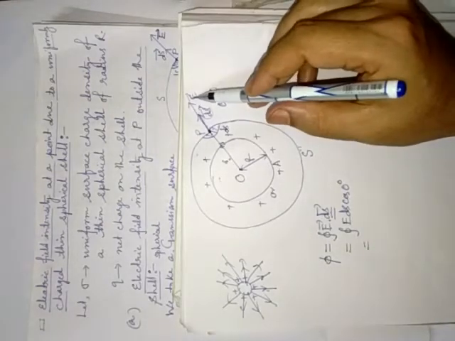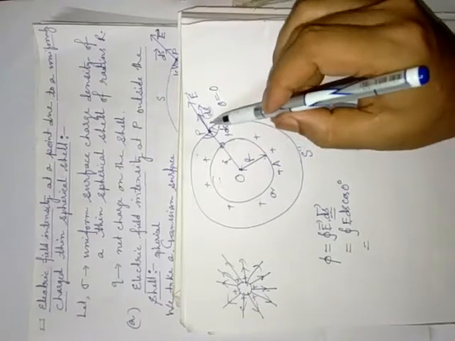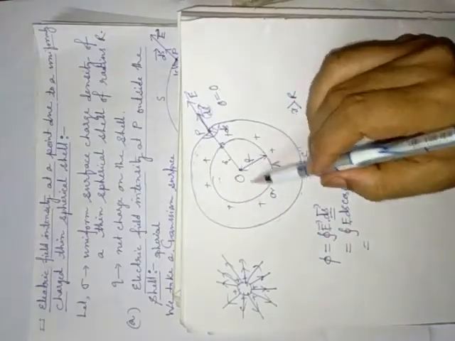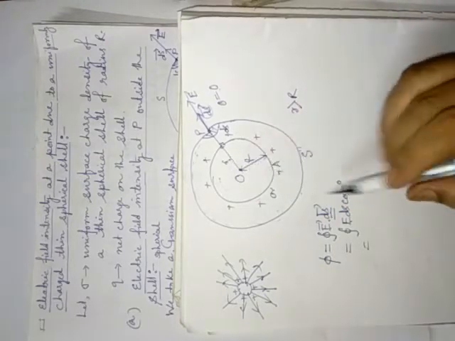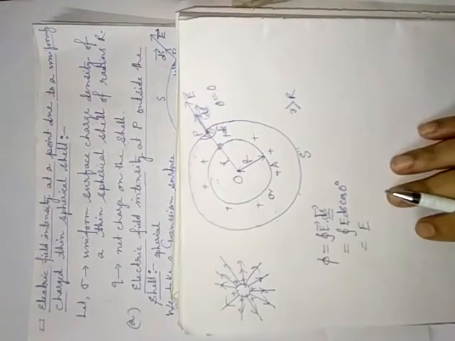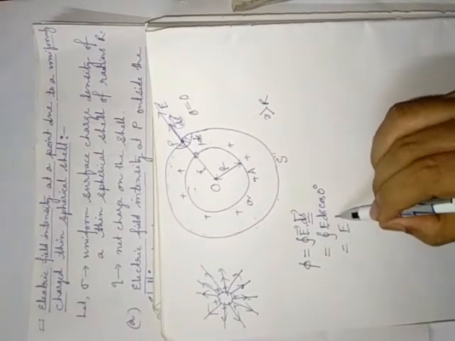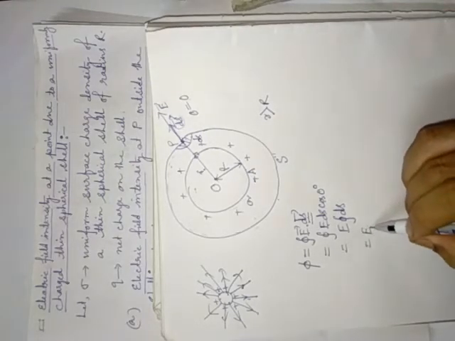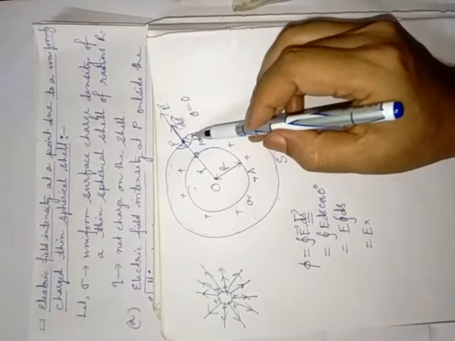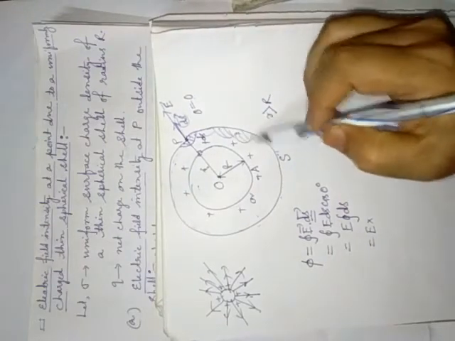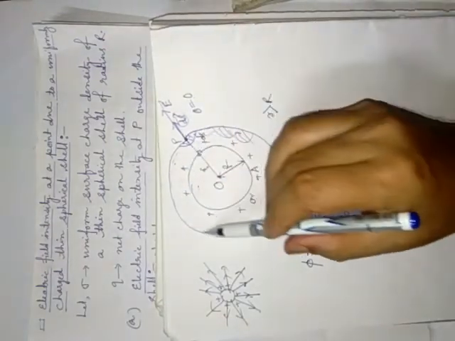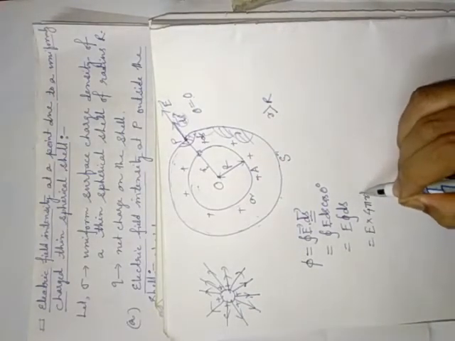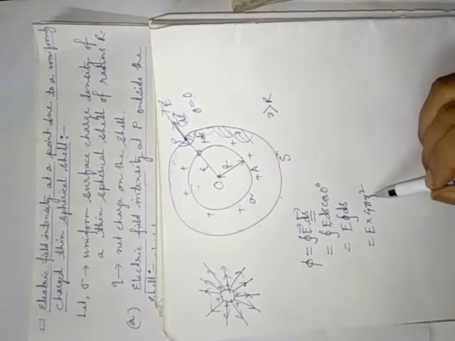Since E is constant, why is E constant? Because all the points on the Gaussian surface are at equal distance from the center, that means small r. That is why definitely the value of E is constant, it will come out. And integration ds cos 0, that is 1. Now E into integration of ds means if you integrate all the small ds, you will get the whole surface S, and the surface area of S is 4 pi small r square, because the radius of the Gaussian surface is small r.